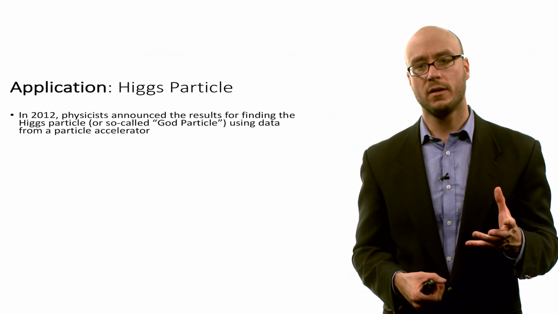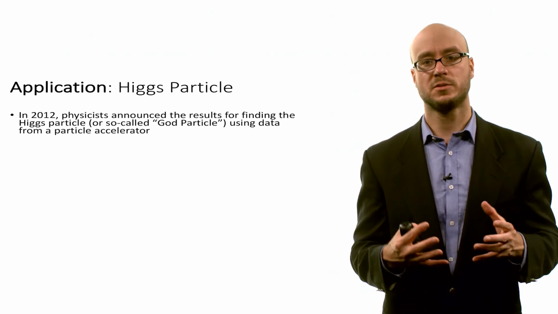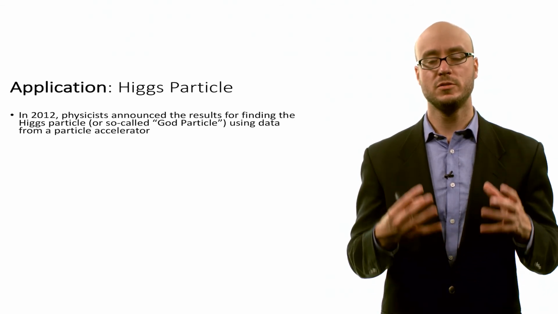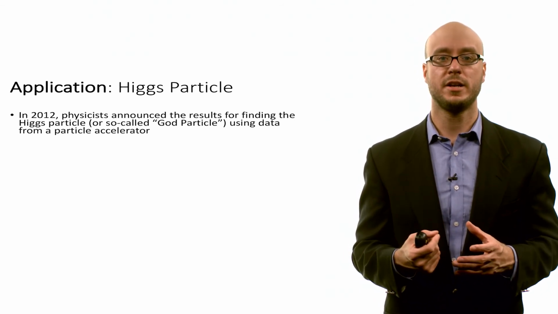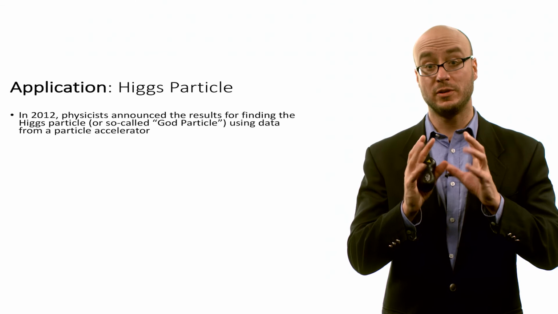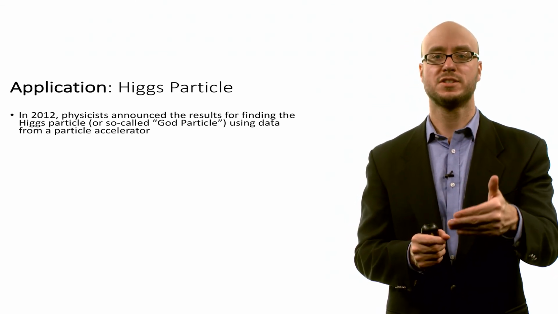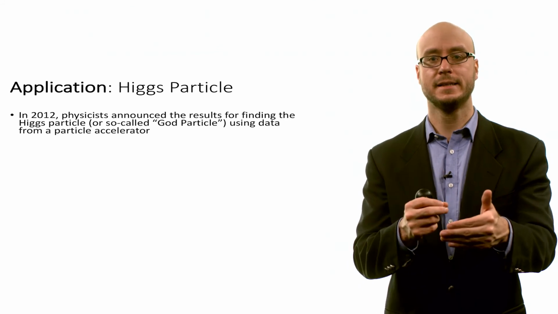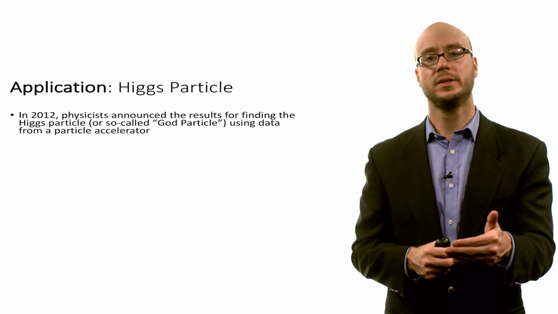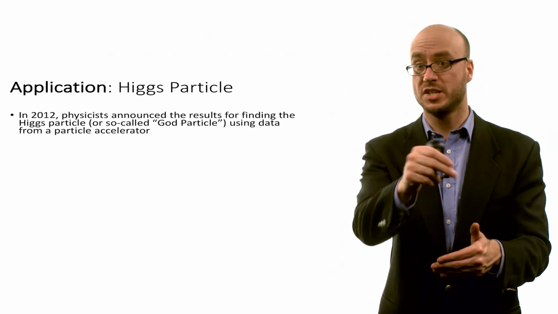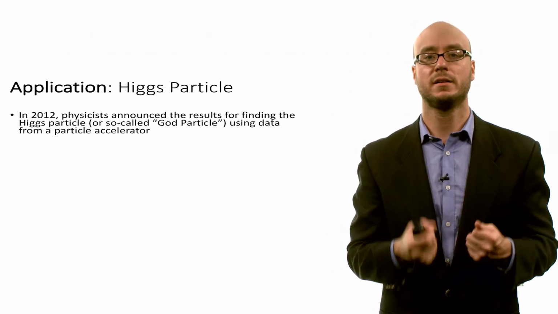So in 2012, physicists announced the results for finding what they called the Higgs particle. They used data from a particle accelerator in Europe to gather data, and then they assumed that the particle didn't exist. That was the null hypothesis. They gathered data, and then they calculated the probability of obtaining the data they in fact obtained under the assumption that the particle doesn't exist. And so they calculated a p-value.